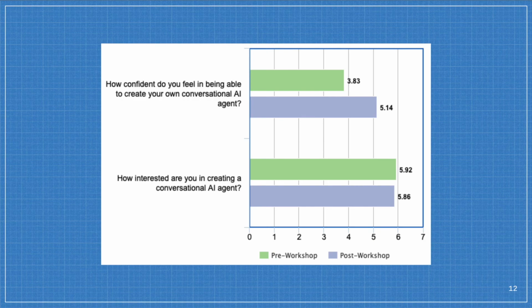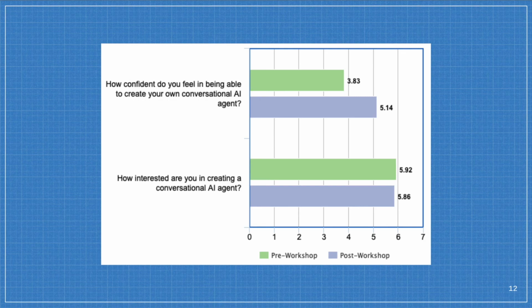Next, we observe how student confidence, interest, and perceptions of conversational agents changed through our workshop. We asked them to rate their responses on a 7-point Likert scale, where a point value of 1 corresponds to not at all interested or not at all confident, and a score of 7 corresponds to extremely confident and extremely interested. In general, student confidence in creating their own conversational AI agents increased from before the workshop to after the workshop, and student interest in creating a conversational AI agent remained high throughout.